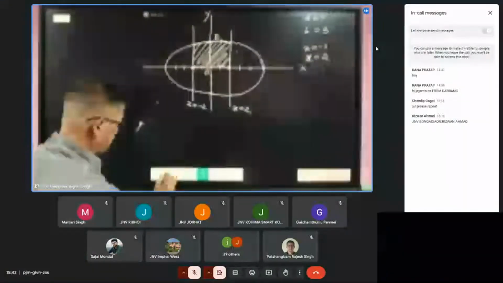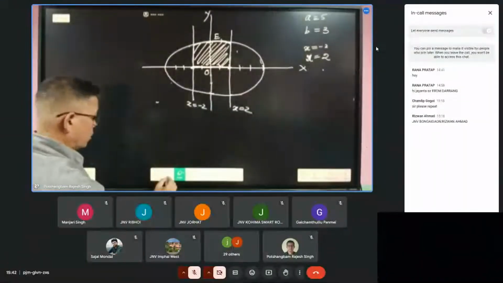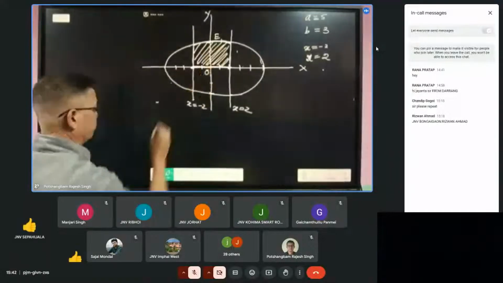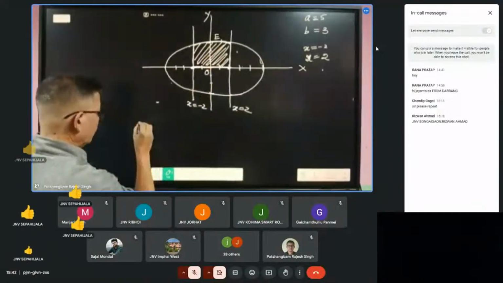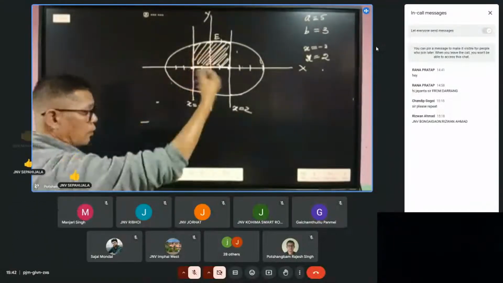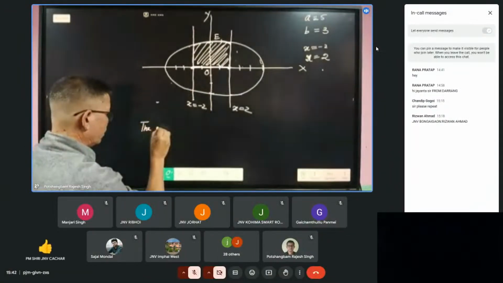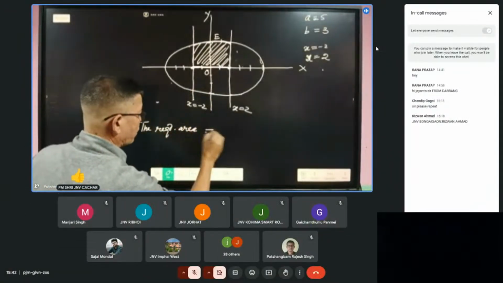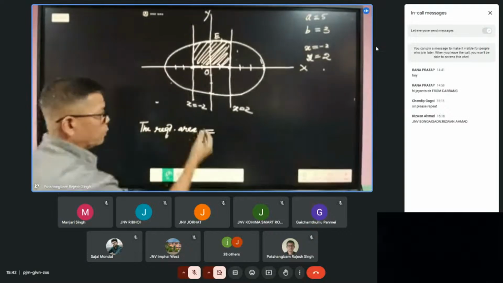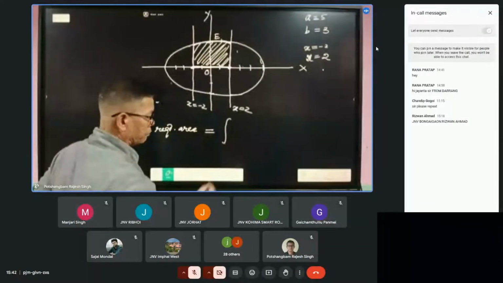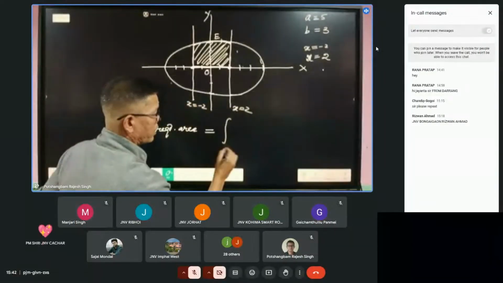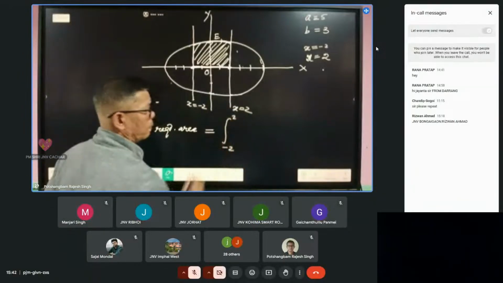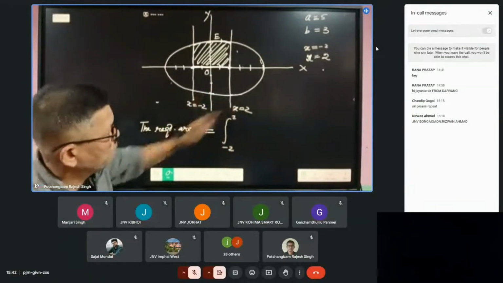You need to see the diagram. So now, the required area: the shaded region in the diagram is our required area. The required area will be represented by the definite integral, and this is to be from -2 to 2.